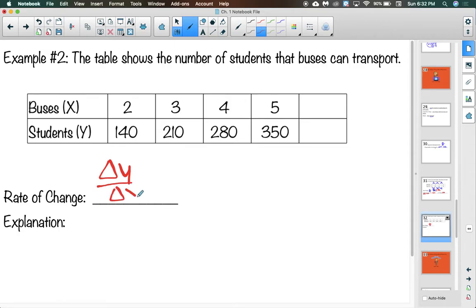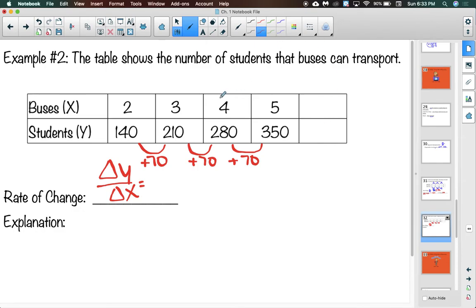Okay, so first we need to find our delta y's, and our first delta y, 140 to 210. If you can't figure out what you have to add to get from 140 to 210, just go ahead and do a subtraction problem. 210 minus 140 is 70. Okay, so we're increasing by 70 here. Let's do that again. 280 minus 210, that's another increase of 70. And 350 minus 280 is another increase of 70.